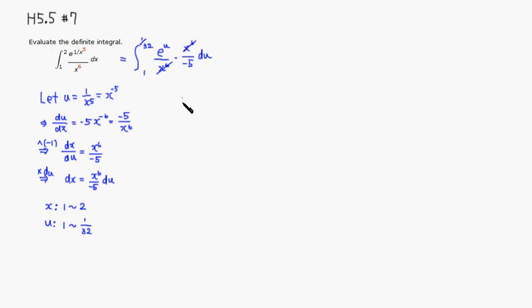To clean up a little bit, negative 1/5 is just a constant, so I'll put it outside. Then you have an integral from 1 to 1 over 32 of e to the u du.